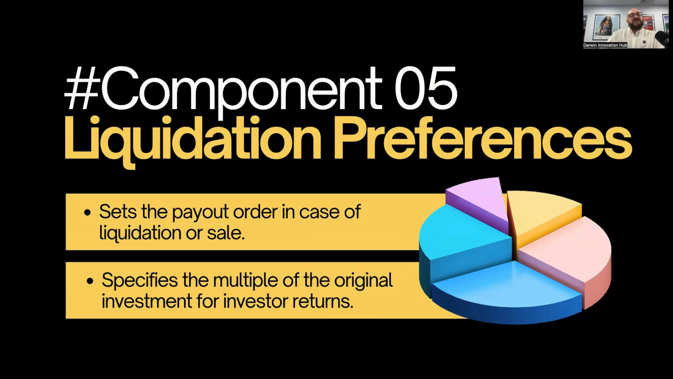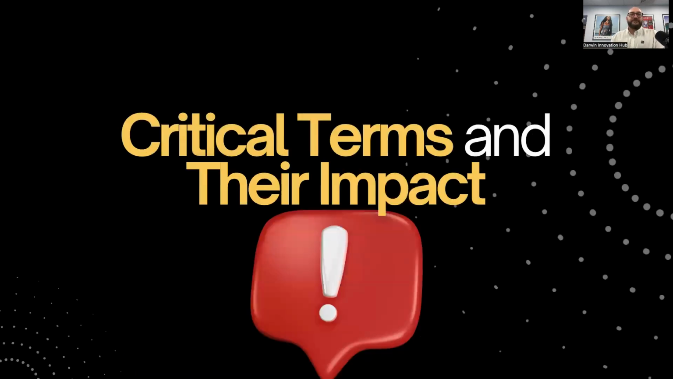It also specifies the multiple of the original investment for the investor to get as a return. So when that liquidation happens, if there's a pre-agreement that says that the investor must walk away with at least 4 times their investment, or 8 times, or whatever the number happens to be, that's specified in that document up front.